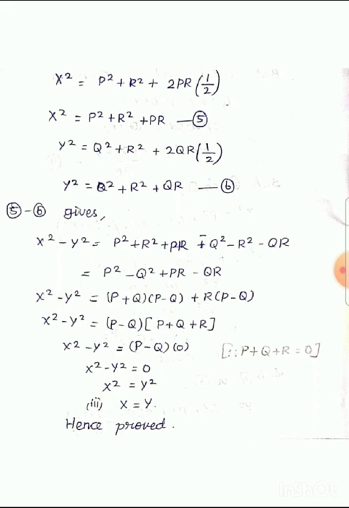So we'll get 0 times (p minus q). Anything multiplied or divided with 0 will give 0. So x squared minus y squared is equal to 0. So we take minus y squared to the right side, it converts to a plus. So x squared is equal to y squared. So we are cancelling the square, we'll get x is equal to y. So hence we proved. Thank you.